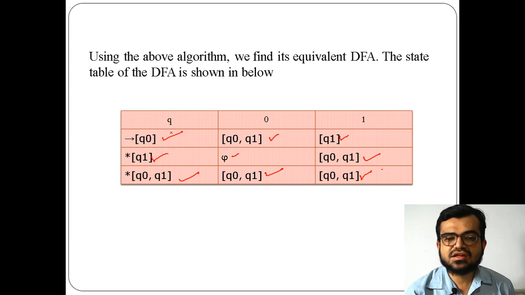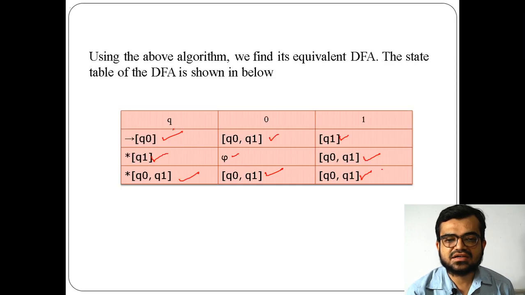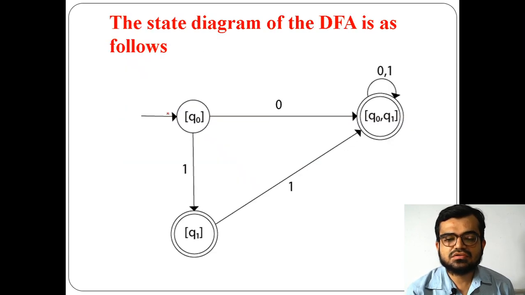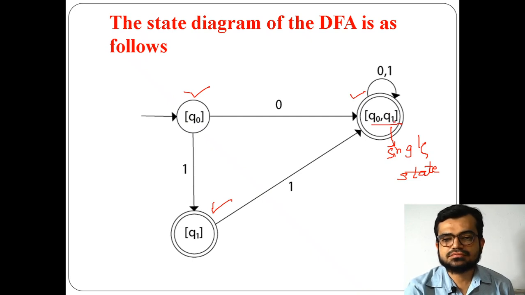Now using this transition table, we need to draw a transition graph. So now this is the transition graph here. As I said, Q0 is my initial state, and these are two final states, [Q0, Q1] and Q1 is also my final state. Remember, this is your single state. What is this? A single state. It is not a combination of two states, it's just a single state.